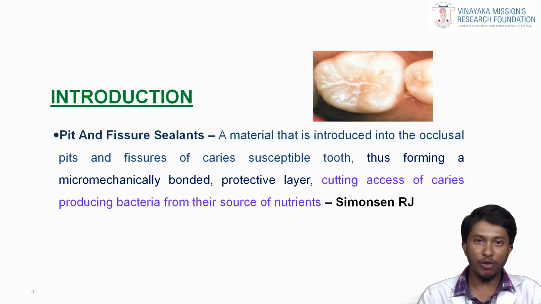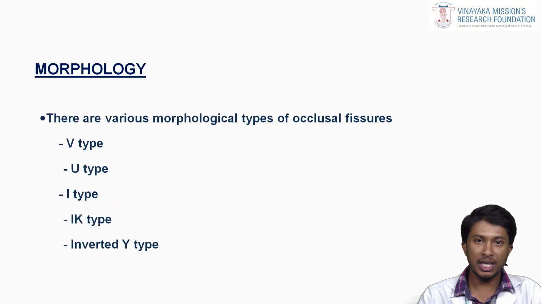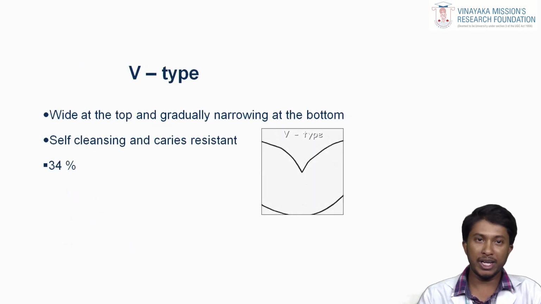There are various morphology types of occlusal fissures. These are V type, U type, I type, IK type and inverted Y type. So what is the V type pit and fissure? It is ovoid at the top and gradually narrowing at the bottom. It has self-cleansing and caries resistant properties, and 34% of pit and fissures are V type.